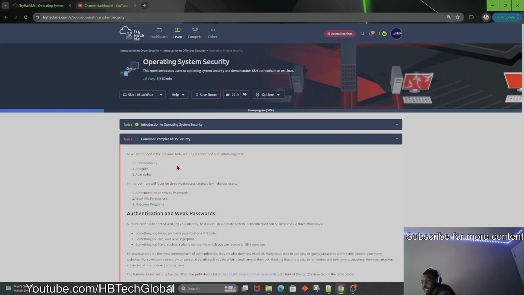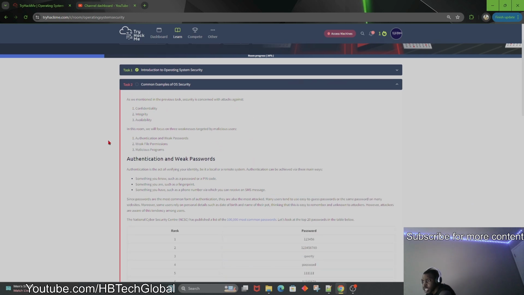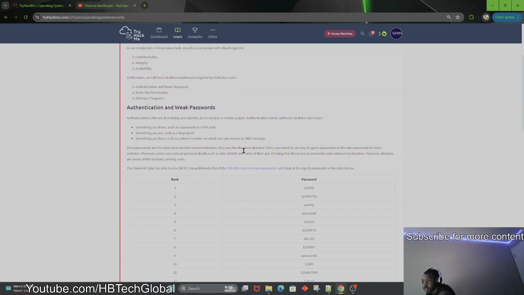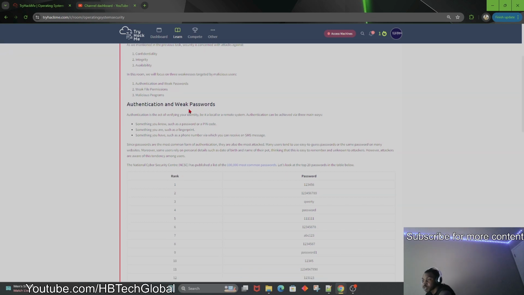As we mentioned in previous tasks, security is a concern with attacks against the CIA triad. In this room, we will focus on the three weaknesses targeted by malicious users: authentication and weak passwords, weak file permissions, malicious programs. Authentication and weak passwords. Authentication is the act of verifying your identity, be it a local or remote system.